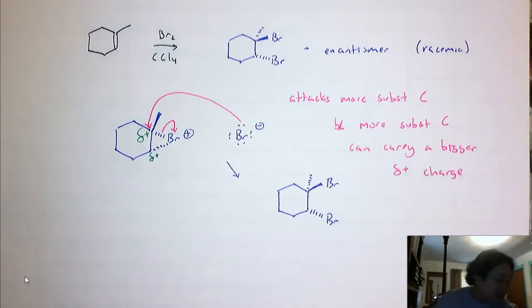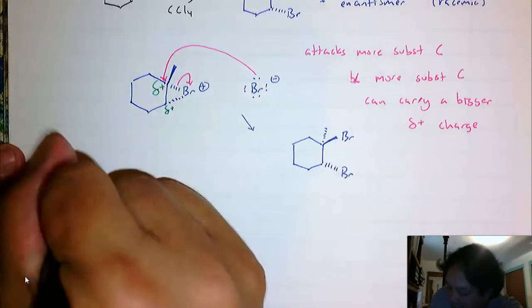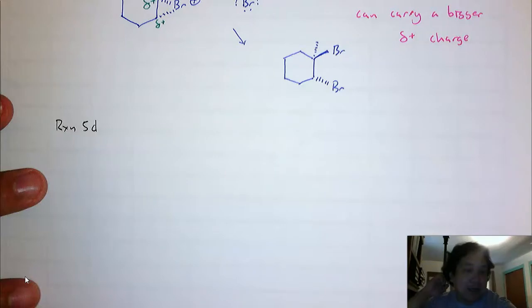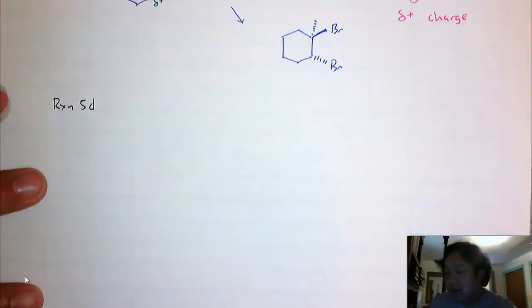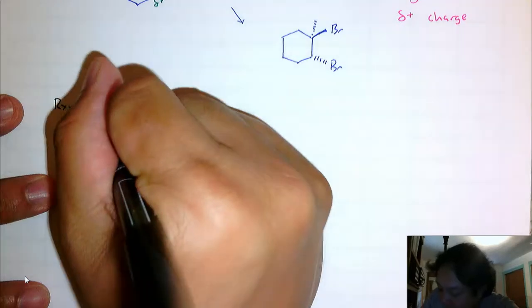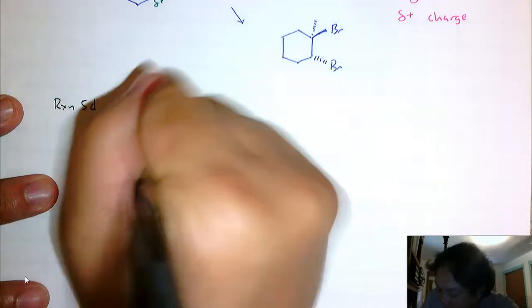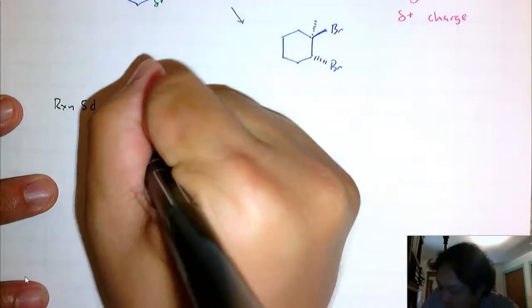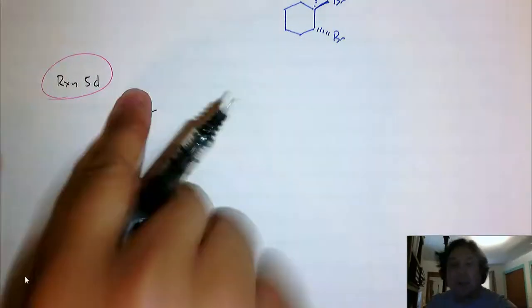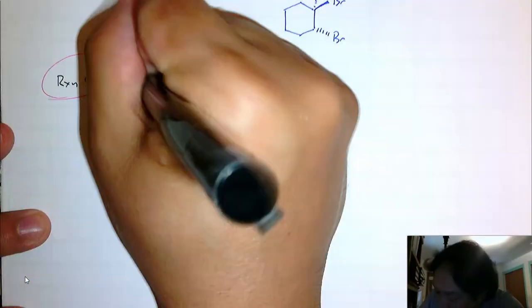That is reaction 5C. I want to do reaction 5D in the same video because it is the same mechanism except for the last part where we're adding water instead of second bromine. So I will still use this ring because now there is some visual selectivity. No shortcuts. This is called halohydrin formation.